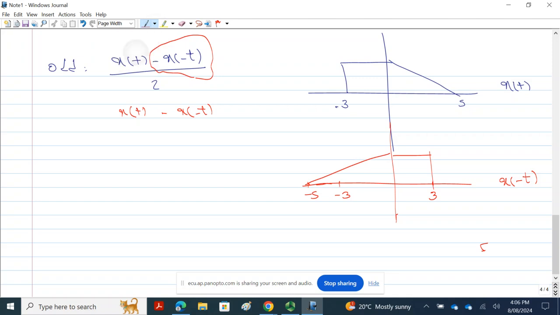And finally, what I need is xt minus x minus t, correct? So let's consider minus 5, 2 minus 3. Yes. Yeah, not necessarily. Do you know what?